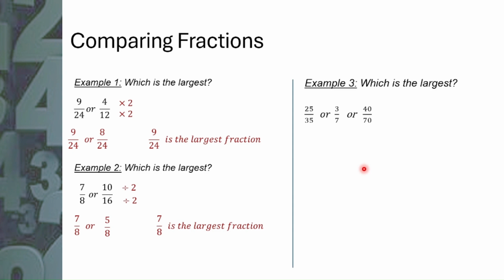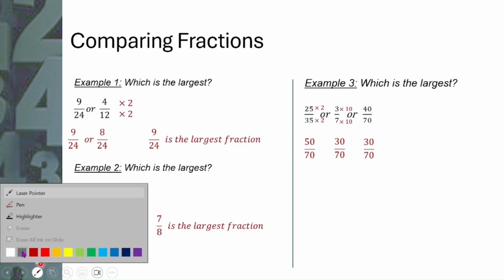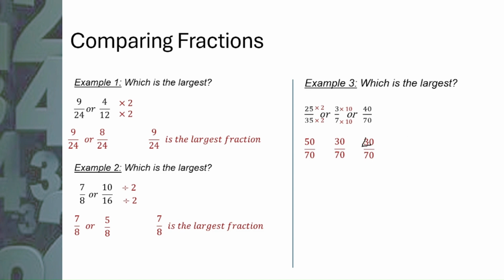I think one of the easiest options here is to have 70 at the bottom. So I am going to double this fraction to give me 50 over 70. I'm going to times the middle fraction by 10 to give me 30 over 70. And of course, the next one is already over 70 anyway, so we don't have to do anything with that, although I do see a slight typing error. So I'm going to very quickly just correct that. I do apologize. That should be 40 over 70.